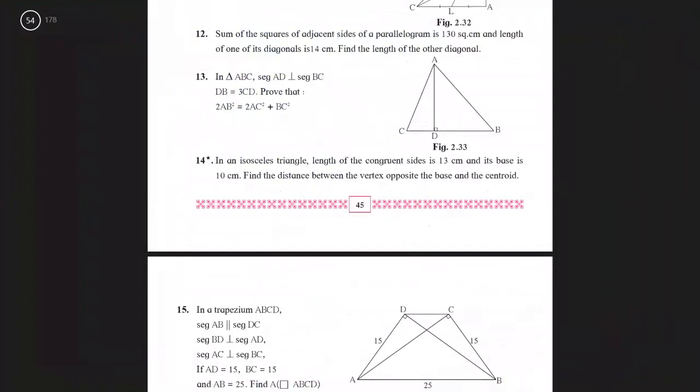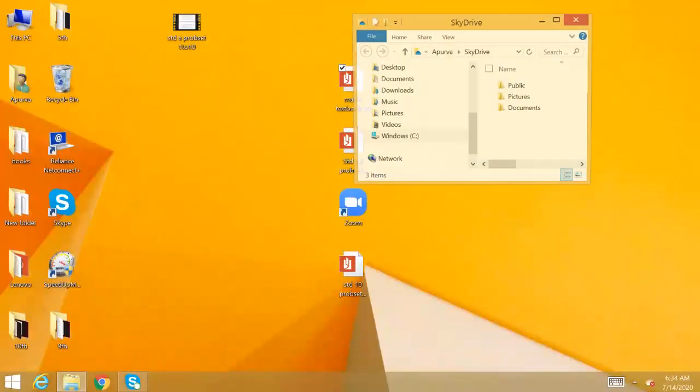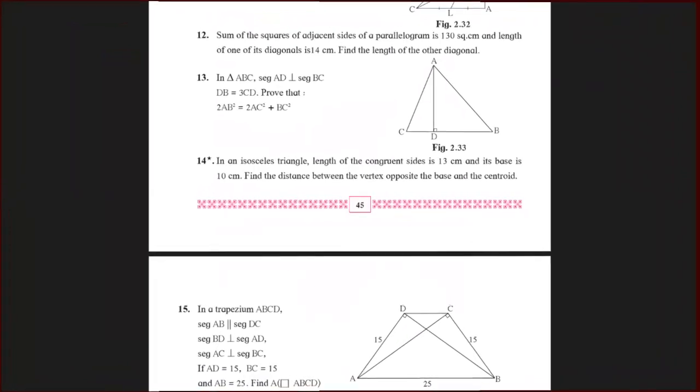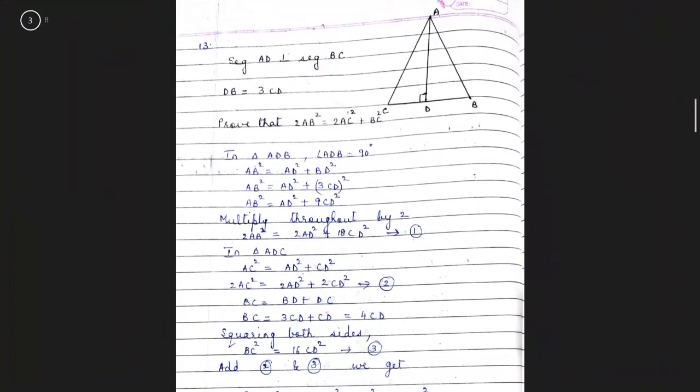Question number 13: in triangle ABC, segment AD is perpendicular to BC. You are also given DB is 3 times CD. Prove that 2AB square equal to 2AC square plus BC square. Okay. Now to do this, question number 13, you have triangle ABC. You are given DB equal to 3 times CD. You have to prove this.